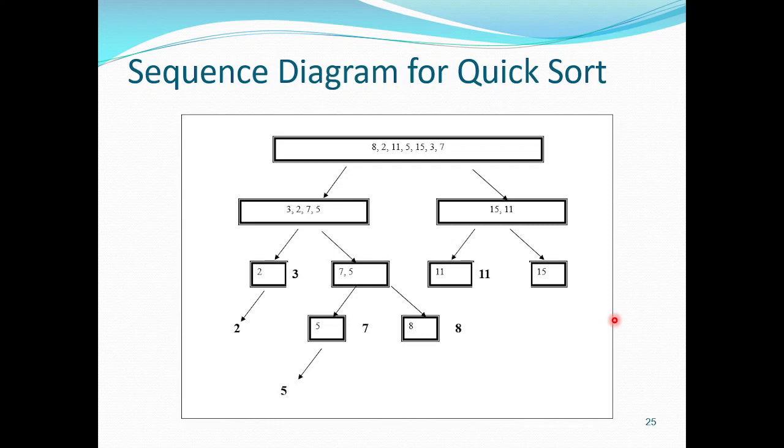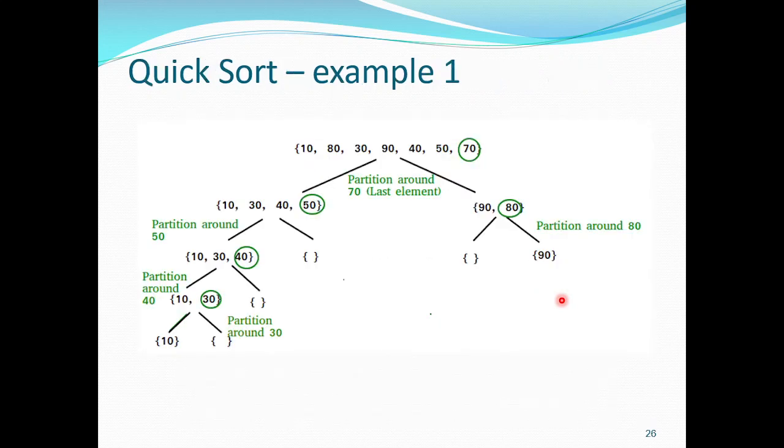So how are we going to get the value? We only tackle the concept here. The answer will be 2, 3, 5, 7, 8, 11, and then 12, sorry, and then 15. Right, so this will be another example.